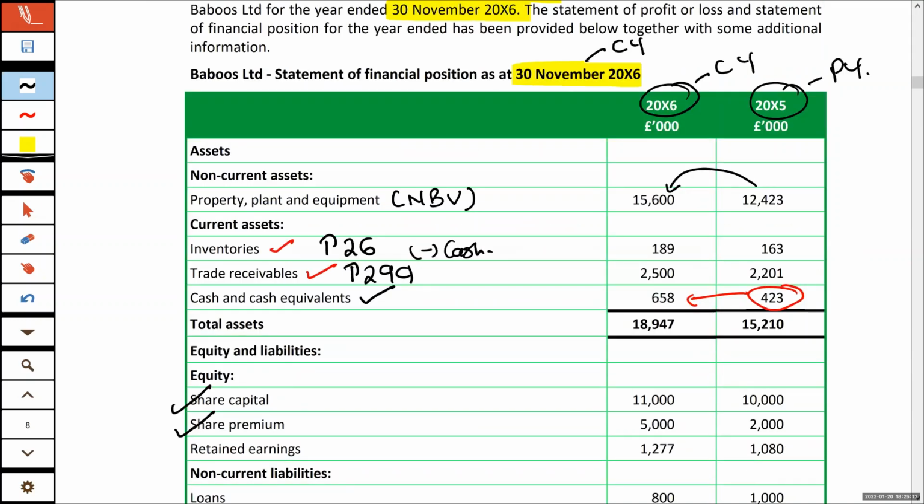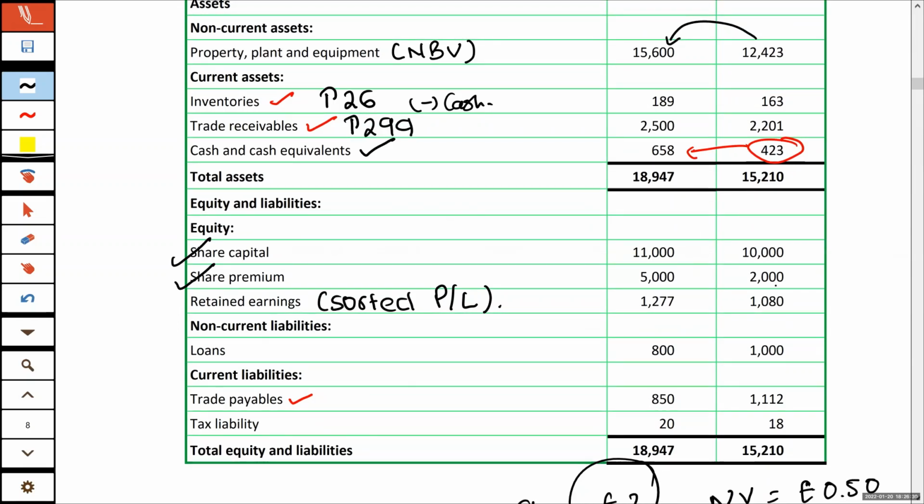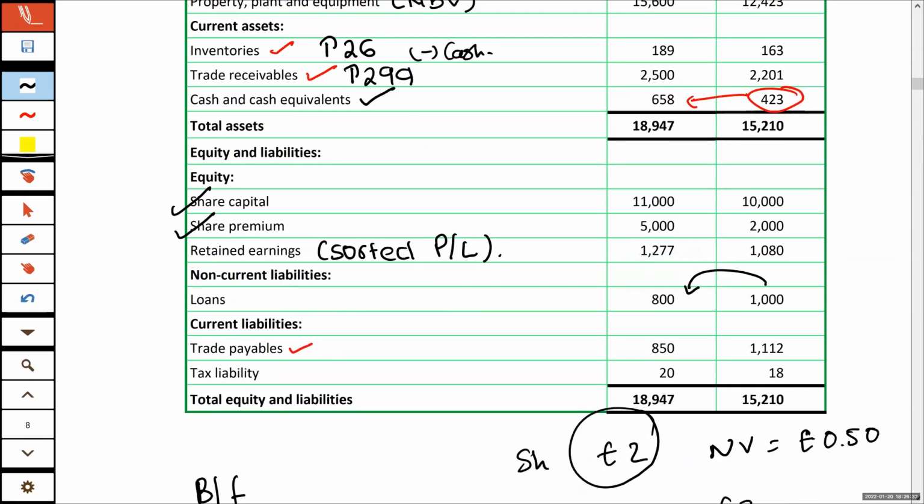Retained earnings, that's an accumulation of profit. So that one we will take into consideration when we're dealing with our profit figures. So that will be sorted out with our P&L. But something's happening in loans. I had last year 1,000. This year I have 800. And notice there's no working box for it. What do you think has happened with loans?